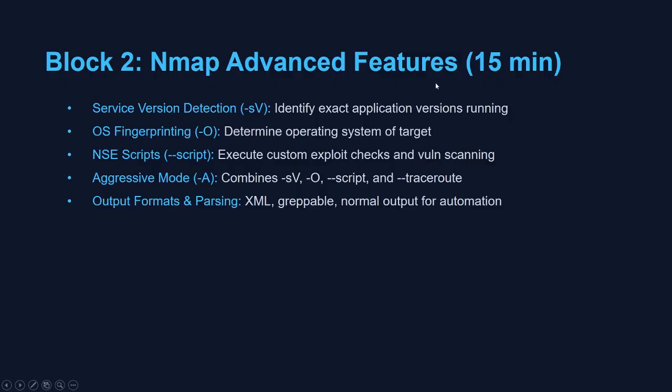And Nmap advanced features, we have service version detection. This one, -sV, identifies the exact application version running. Okay, and OS fingerprint -O determines the operating system of a target. Okay, NSE scripts. This script executes custom exploit checks, vulnerability scanning. Dash A is aggressive mode, combines -sV, -O, script and traceroute. Output format and parsing, XML grabbable, normal output.